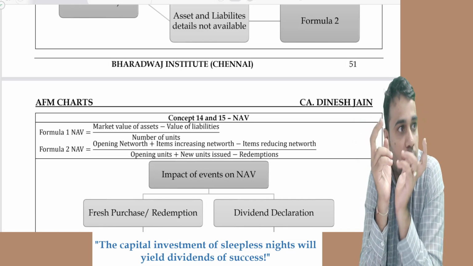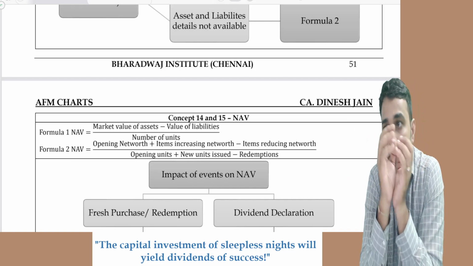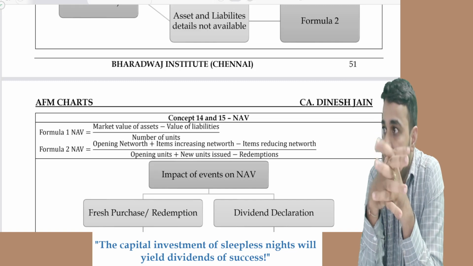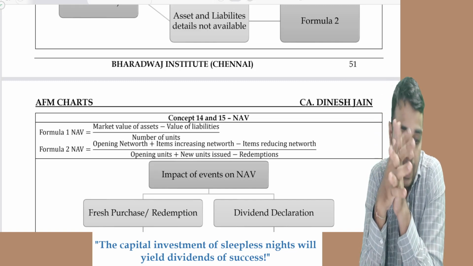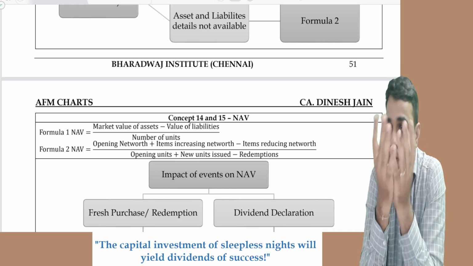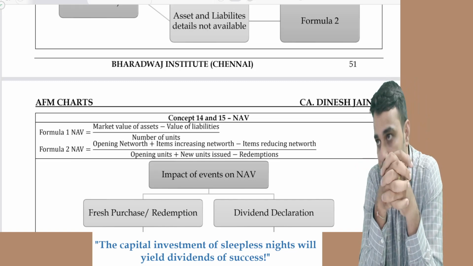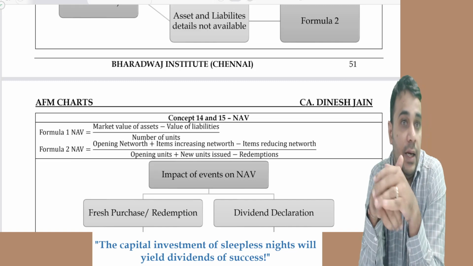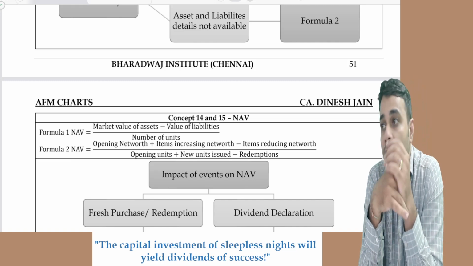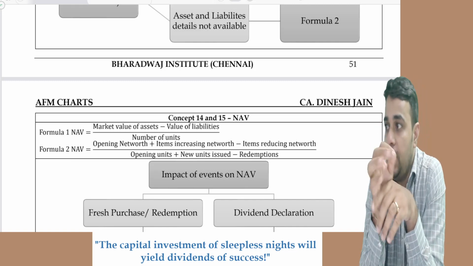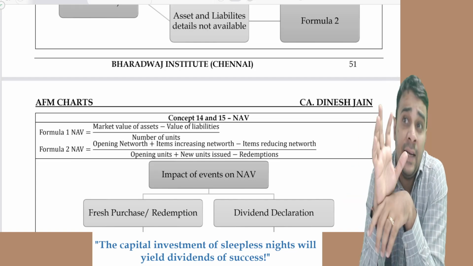So two approaches. One approach is to value every asset and value every liability. Can I follow valuation of every asset and liability? Yes, if you give me the details of asset and liability. If you do not give me the details, I will go ahead and do a very simple thing: opening net worth, add items which are increasing net worth.